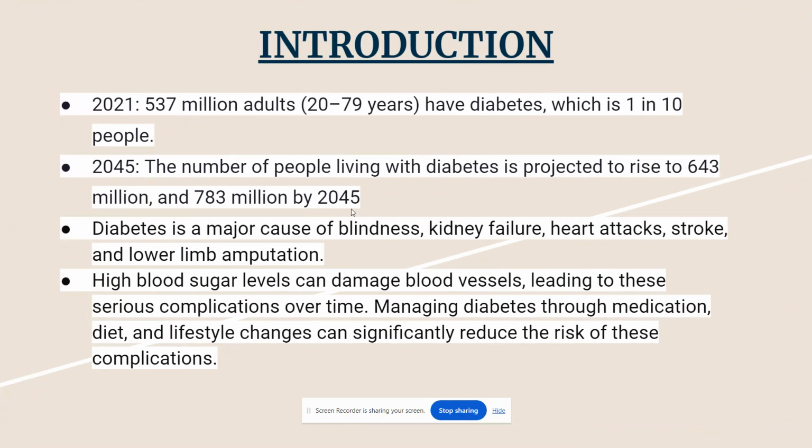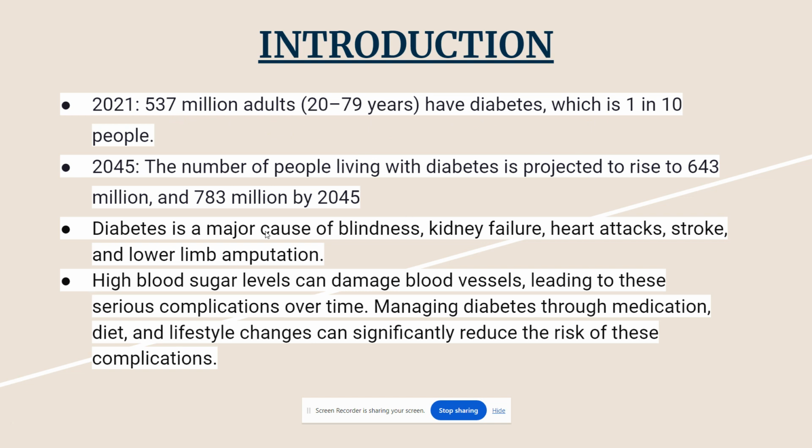So here's some introduction, some historical data we have. 537 million adults have diabetes, which is 1 in 10 people. I'm sure that whoever is watching this video must have someone in their relations or family who has, not necessarily a very close family member, but someone must have heard about diabetes in their extended families. And it is predicted that by 2045 diabetes cases will grow to this much amount.